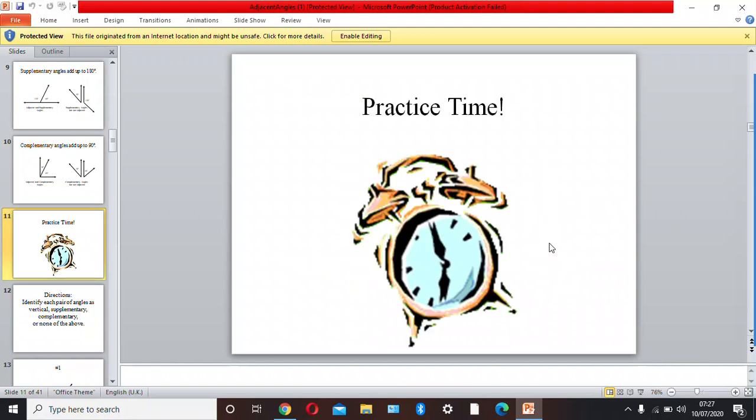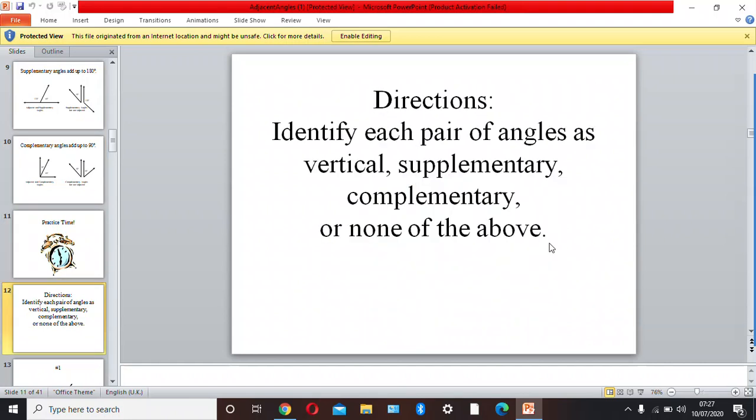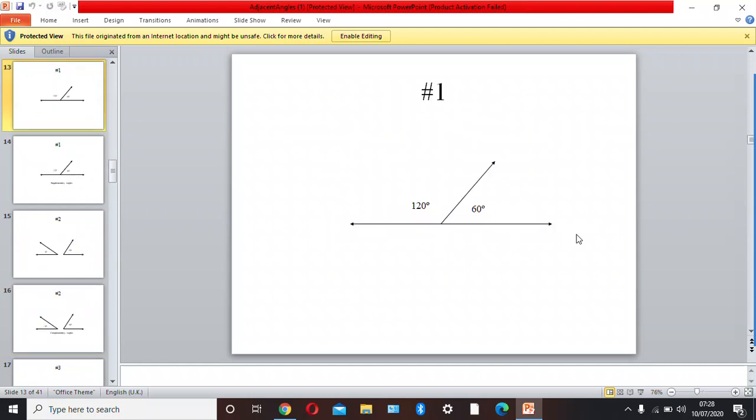So practice time. This is time for examples. Let's answer these questions together. Directions: identify each pair of angles as vertical, supplementary, complementary, or none of the above. So let's go to question 1. Look at these angles.